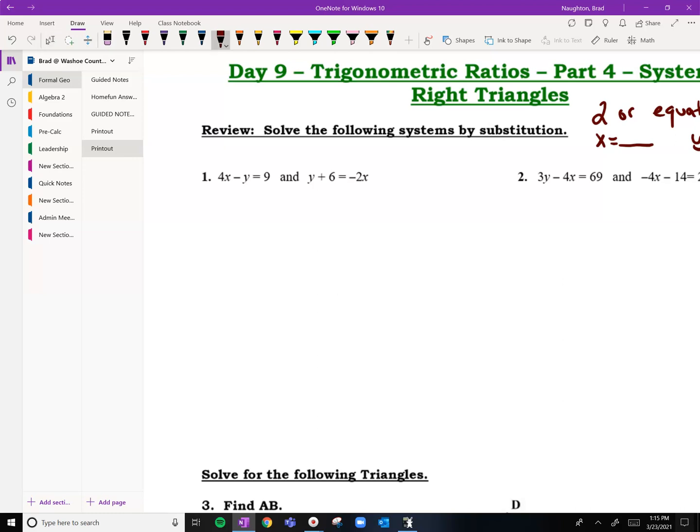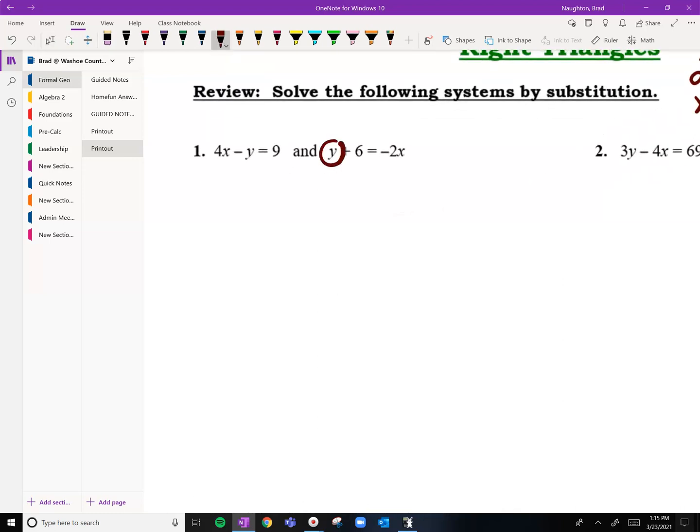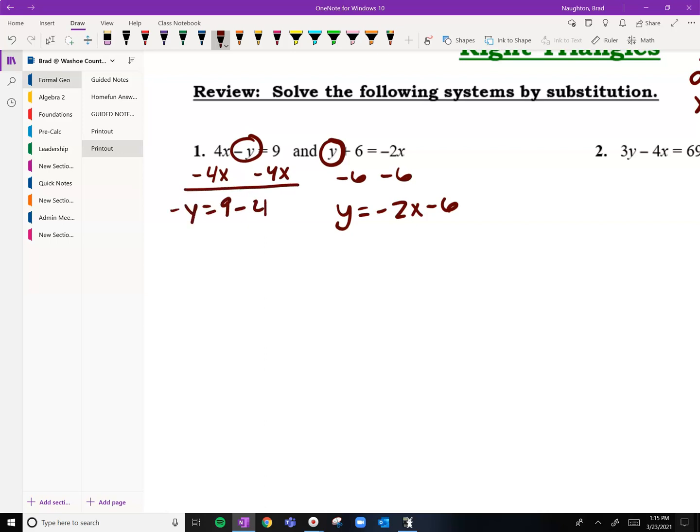So the idea is that you want to get one of the variables isolated by itself. It is the same variable in both equations. I'm going to pick y because it would be the easiest, with the least amount of fractions, and I'm going to get negative 2x minus 6. Cool? So the idea then is that I can get the same variable over here isolated. So I'm going to minus the 4x from both sides. Then we get negative y is equal to 9 minus 4x. And then because it's a negative, I'm going to divide both sides by a negative 1, and I'm going to get negative 9 plus 4x.